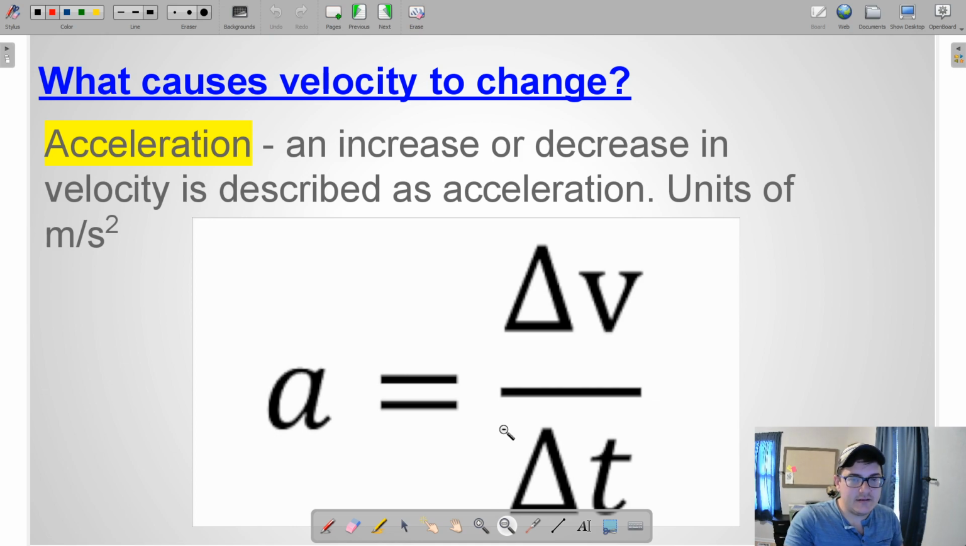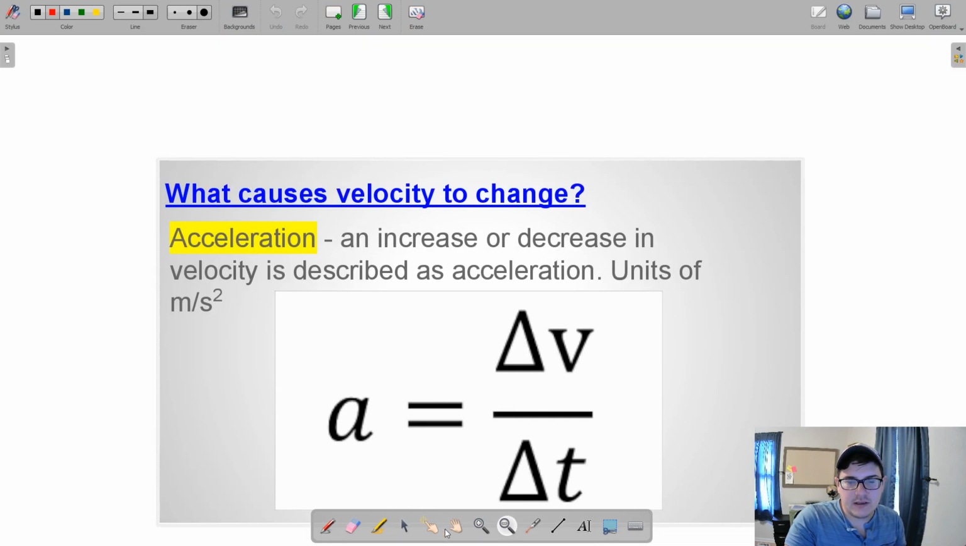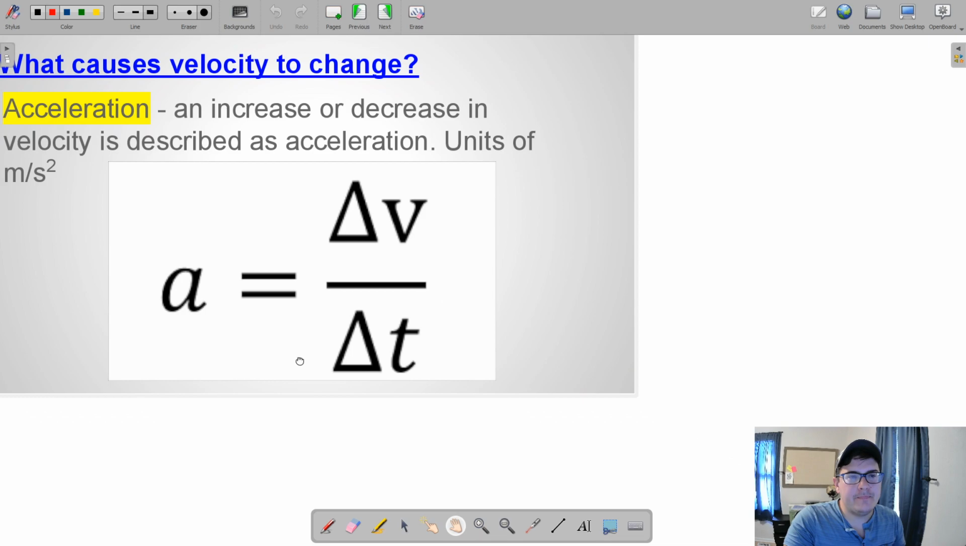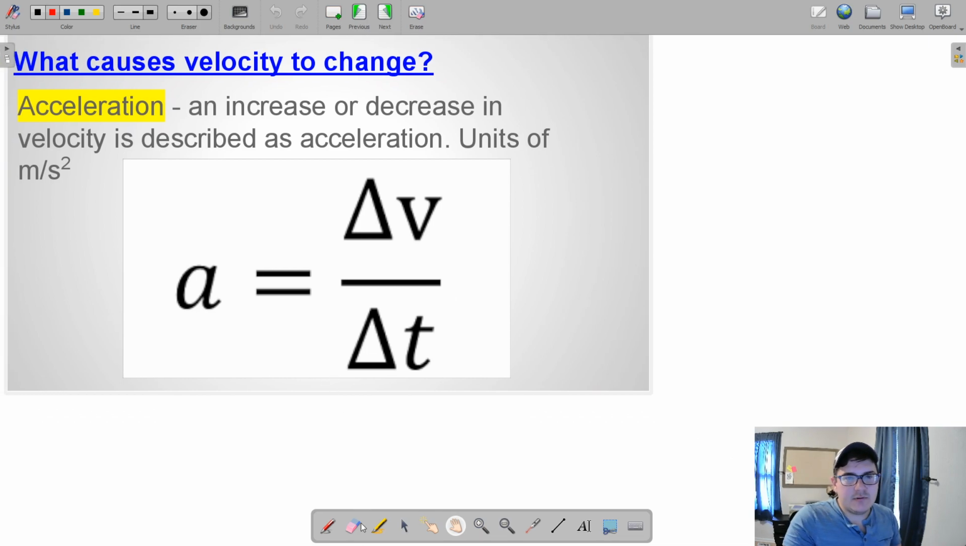What happens if there's an increase or decrease in acceleration? So let's go ahead and move this around a little bit. Acceleration is an increase or decrease in velocity, in the units of meters per second squared. So something brand new.